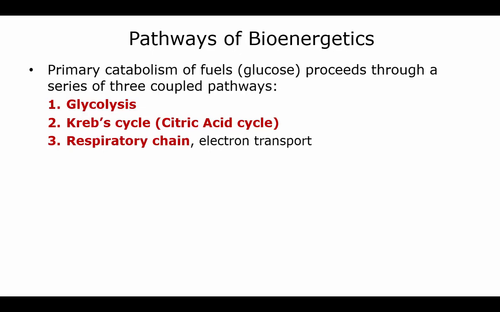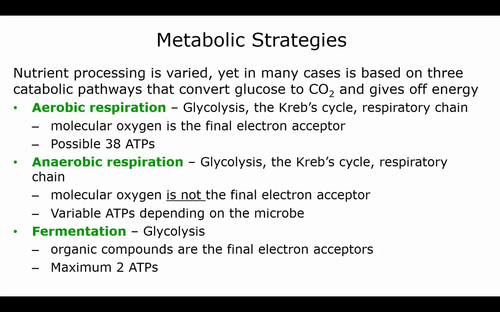From there, most cells move into the Krebs cycle. Some textbooks also call this the citric acid cycle. We'll refer to it as the Krebs cycle in this class. And then finally, it's carried out with what we call the respiratory chain. In biology, we call this the electron transport chain. It's the same thing, just a different terminology.